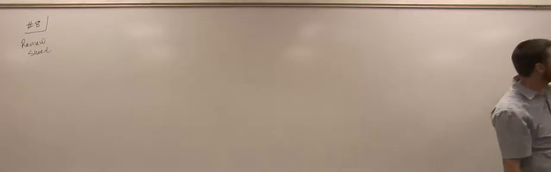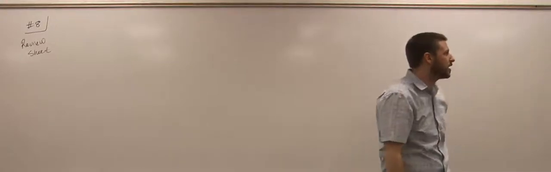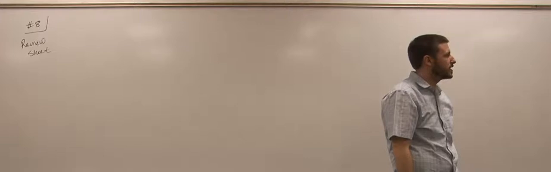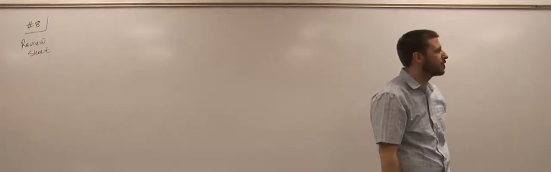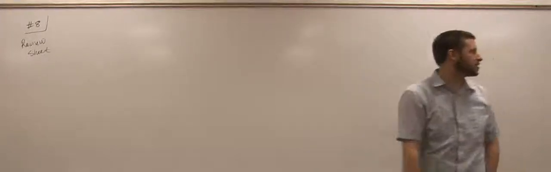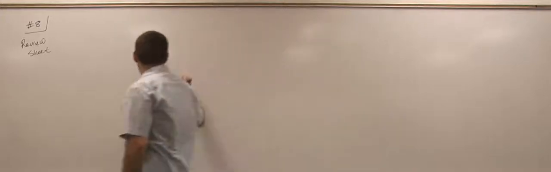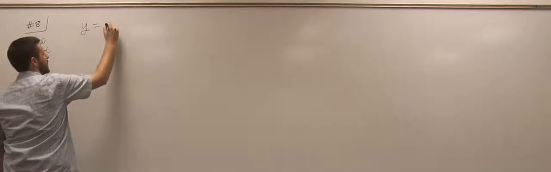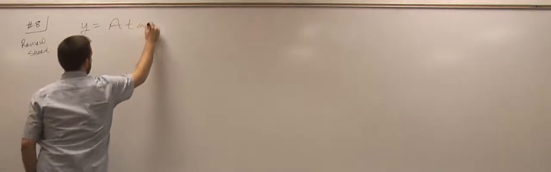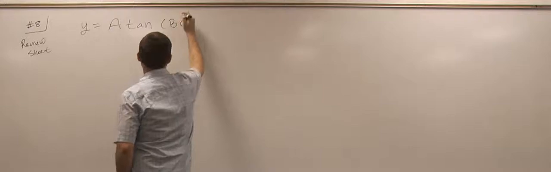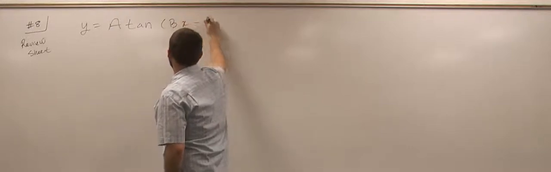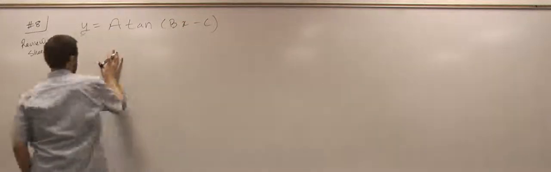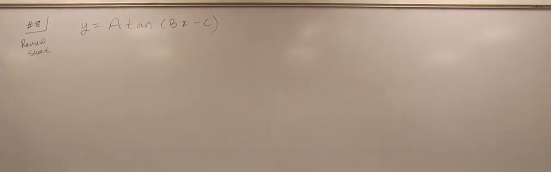Number 8 here says find an equation of the tangent function that has two consecutive x-intercepts at negative pi over 4 and pi over 2 and passes through the point given. So before I actually find an equation for this, at the end of the day I'm looking for something like this, right? A tan(Bx − C). This is what the question's asking for. It wants you to find the equation of a tangent function.